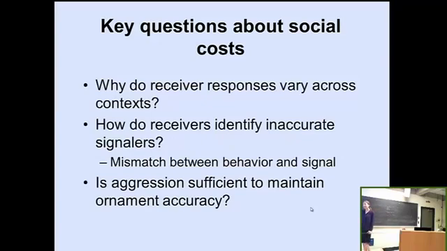But I think this question is maybe a bigger question for the research on social costs, and that is because people have had trouble coming up with good models wherein aggression really maintains ornament accuracy over evolutionary time. So theoretical models out there aren't so great. Although there are a number of interesting ones, a lot of them have components that might not be that realistic, as is often the case.